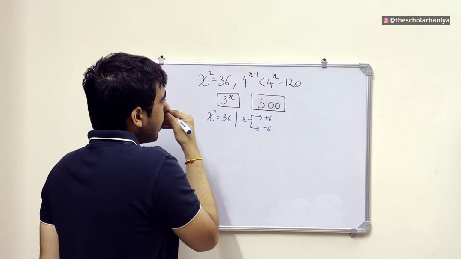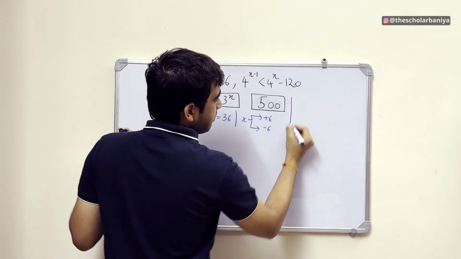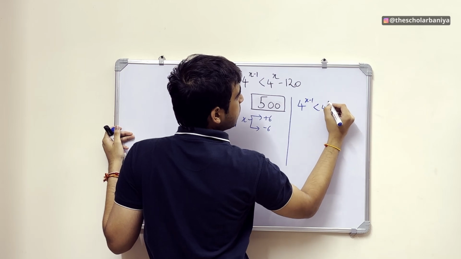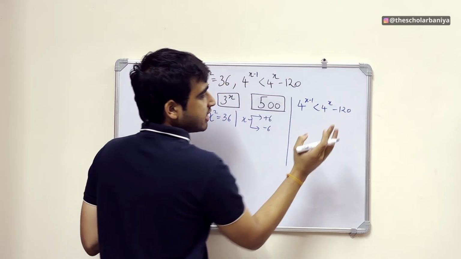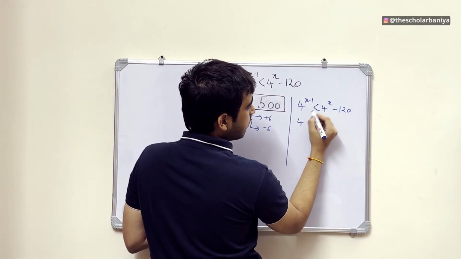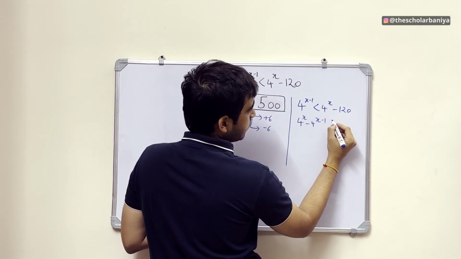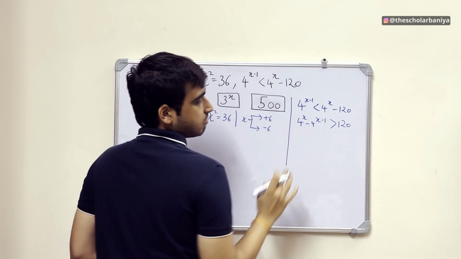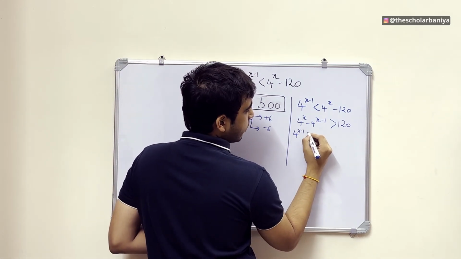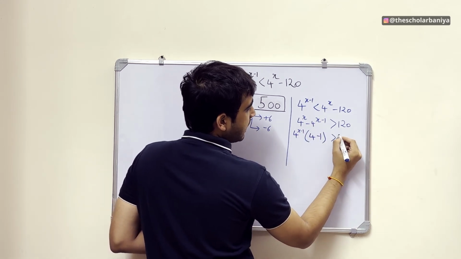Okay. Now, what we also have over here is this thing, right? So just let me solve this part. It's written 4 to the power x minus 1 is less than 4 to the power x minus 120. So let's do one thing. Let's bring all the 4 to the power x on one side. So 4 to the power x minus 4 to the power x minus 1 is greater than 120. I don't think there should be any problem. So we can take 4 to the power x minus 1 common over here. So we'll have 4 minus 1 is greater than 120.